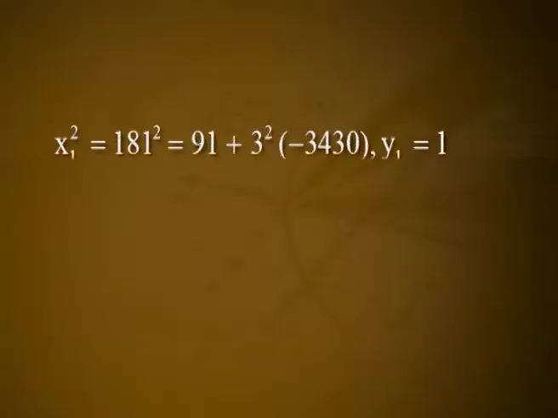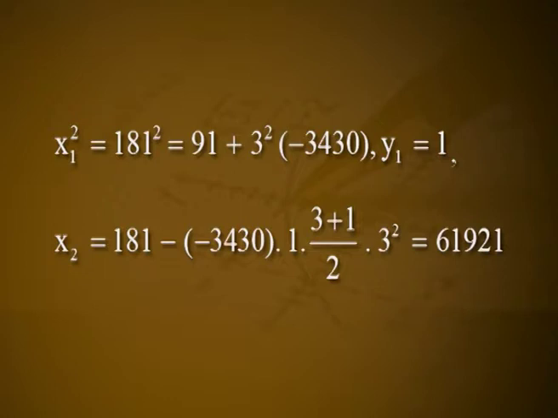Then, by taking x1 square is equal to 181 square, which is equal to 91 plus 3 square into minus 3430, y1 is equal to 1, x2 is equal to 181 minus 3430 into 1 into 3 plus 1 by 2 into 3 square, which is equal to 61,921. This is the solution of the required congruence.